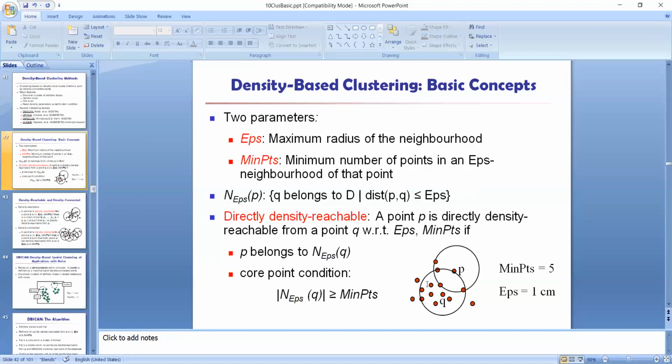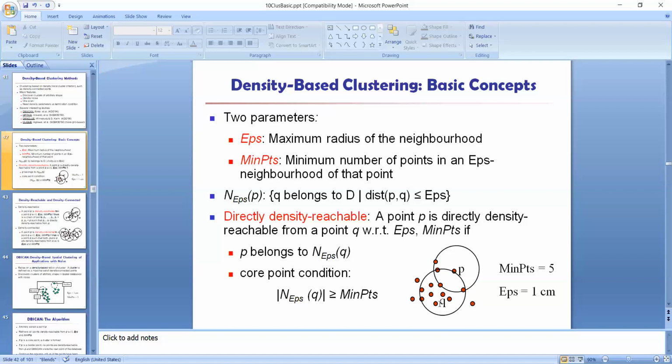Okay, so I can tell, for example, whether P is directly reachable from Q. There are two conditions. One is whether Q is a core point. How do we check whether Q is a core point? Within the given epsilon radius, that is in this neighborhood, it should have minimum 5 points. So the minimum points condition is satisfied, so Q is a core point, and this condition is satisfied.